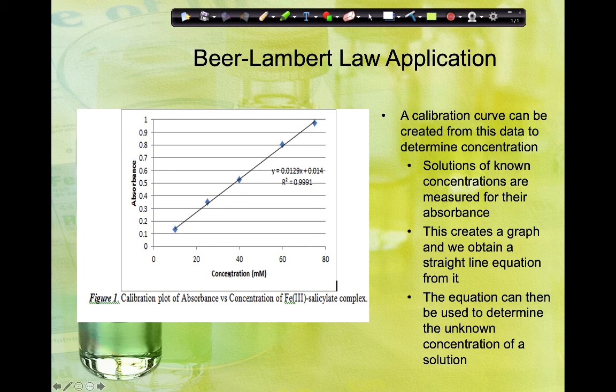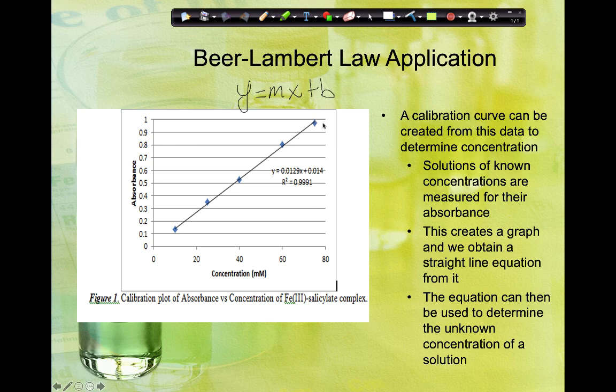So what you essentially do is you take solutions where you know the concentration, okay? You know what that concentration is, and then you go to the spectrophotometer, you insert it, and then you measure the absorbance. How much light is absorbed at that point? Then what you'll do is you'll plot it. You're going to get a line, okay? And essentially what you're really after is this. The y equals mx plus b.